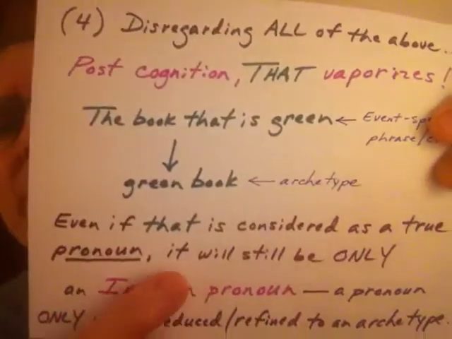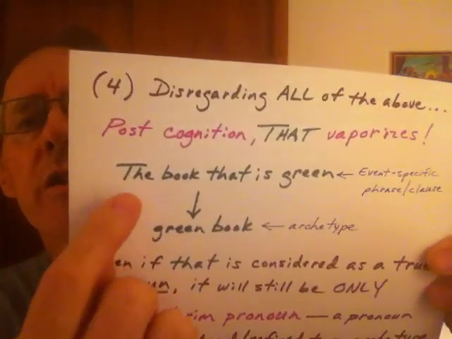So even if the word that is considered a true pronoun, which I say it isn't, it will still only be an interim pronoun. It's a pronoun only until the clause is reduced or refined down into the archetype form. It will be only, at the very best, at the very most, an interim pronoun, just temporarily pronominal until it's processed completely. Because I have all these different books over here, and I look at my books and I'll say, oh, that's the book that is, and that's the book that is. It's just a book, book, book, book, and that's how it goes.